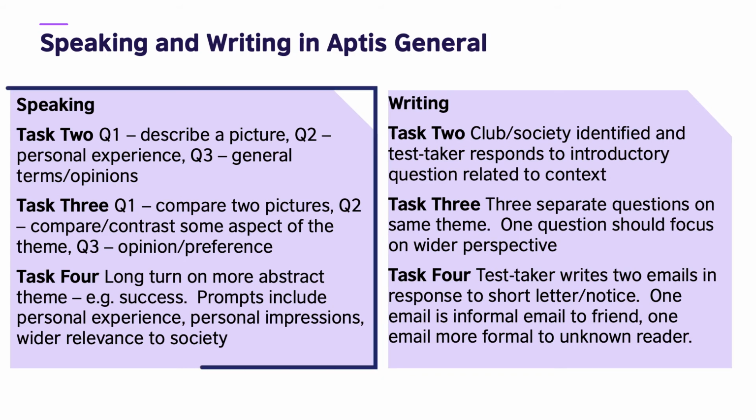In speaking, in Task 2, the test taker will begin by describing a picture. The second question will ask them to relate some aspect of the picture to their own experience. A third question asks them to express an opinion or discuss the topic in more general terms. In Task 3, they will compare two pictures. As in Task 2, they will then relate the topic to their own experience and express a broader opinion or perspective.